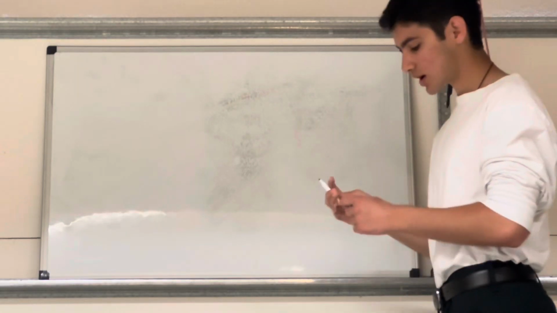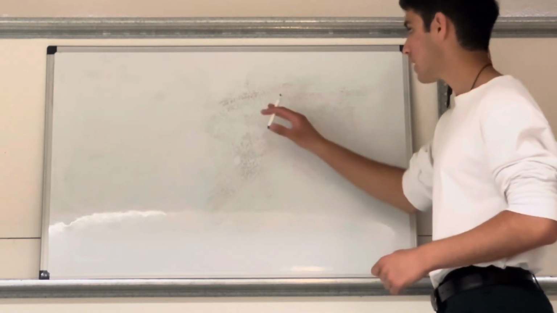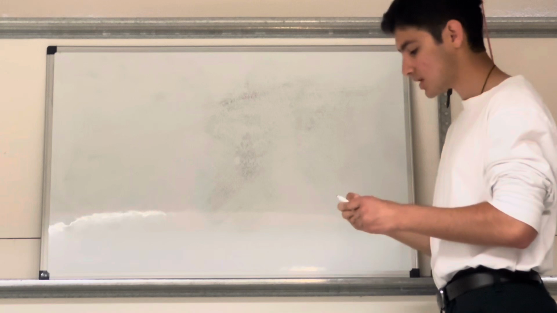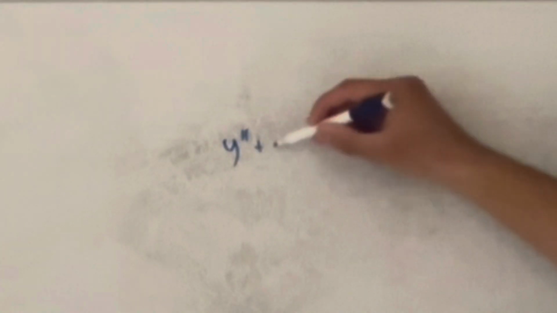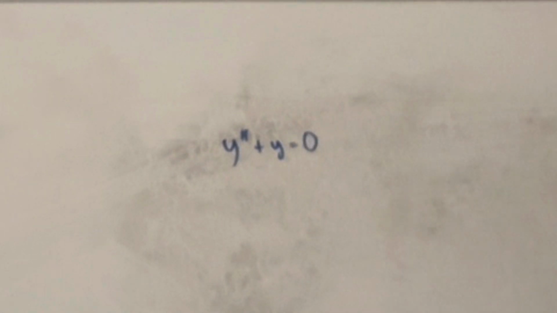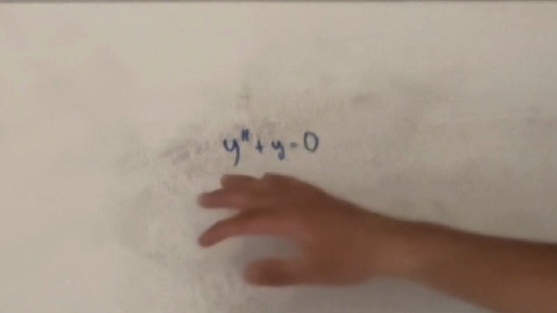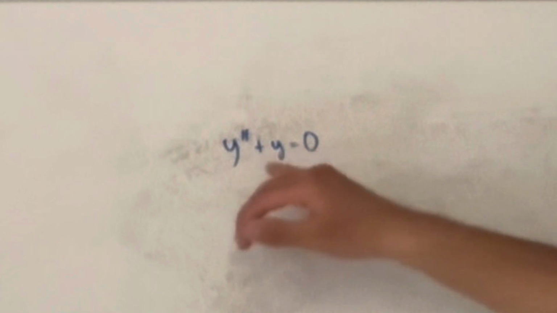In this video, we're going to take a look at a slightly different differential equation, and it might look very similar to ones you've seen previously, with one big difference. Let's say we've got y double prime plus y is equal to 0. And we're going to ignore all the initial conditions, and just try to find one solution to this.